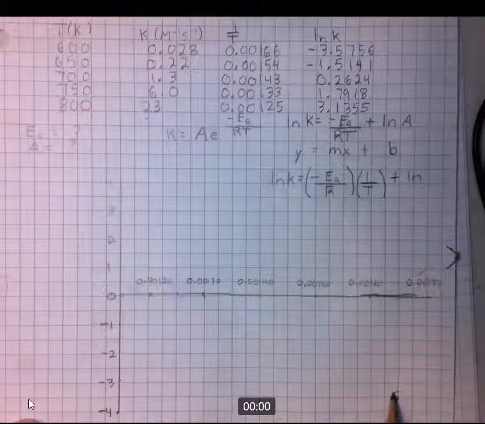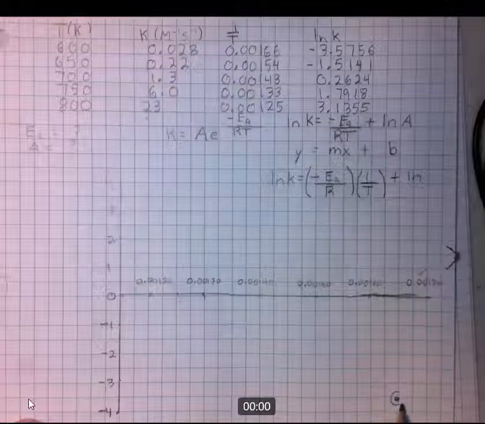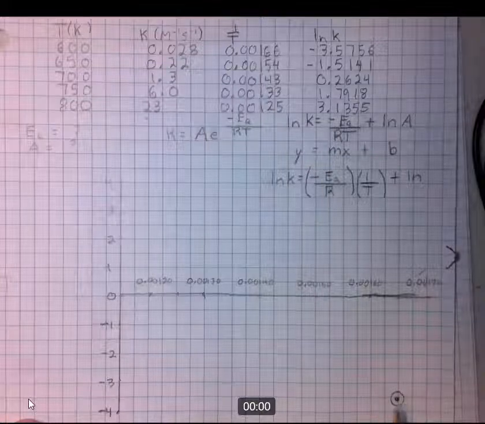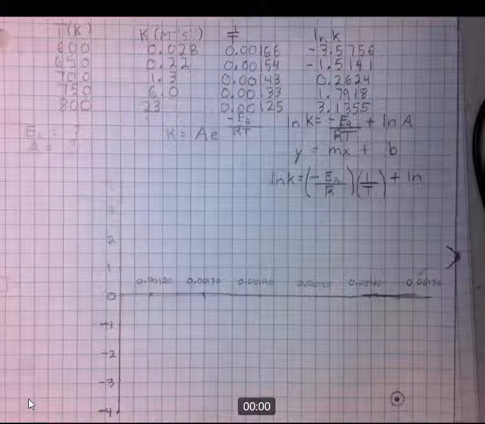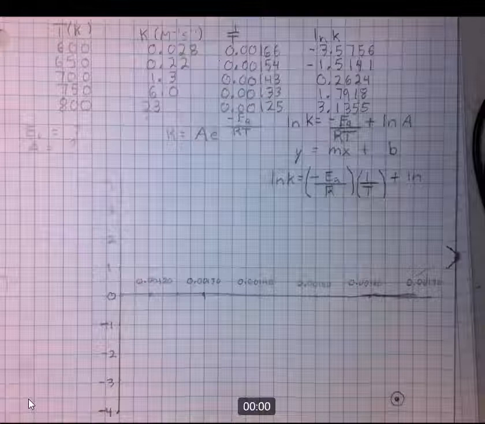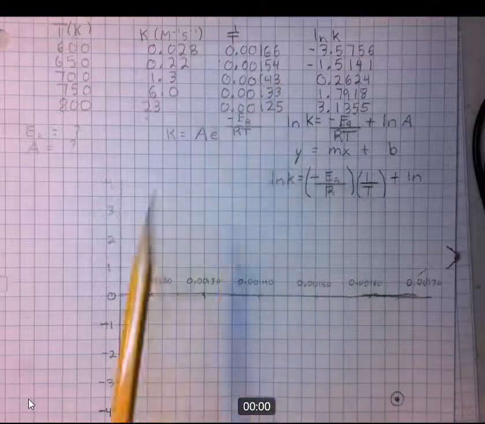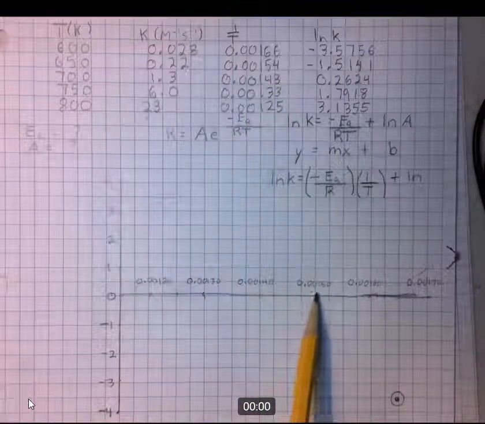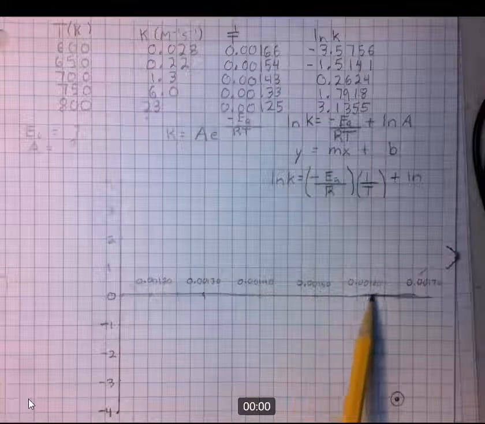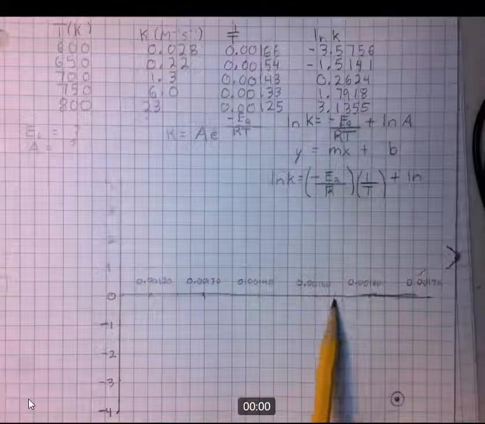And anytime you put a point, you should put a circle around it. It's called a point protector, so that you don't draw a line through that point, and so you realize that it is actually a data point and not just a mark on the paper. So just circle it. Okay, next one is 0.154, so that's somewhere between 0.0015 and 0.0016, and it's roughly halfway.